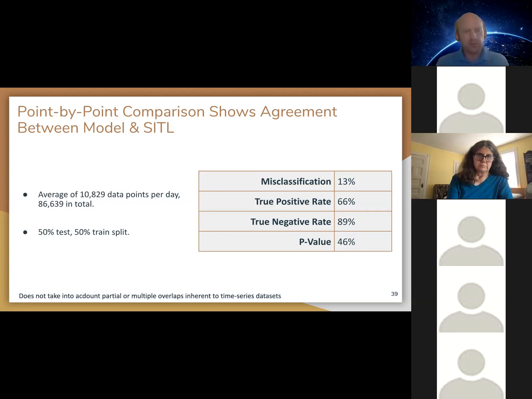So it'd be more fair to make a comparison on a selection-by-selection basis to account for the partial or multiple overlaps between selections. And that's something that we're working on, but 66% still isn't that bad. And our true negative rate, our ability to reject selections that were not selected by the CITL, is very high at roughly 90%.